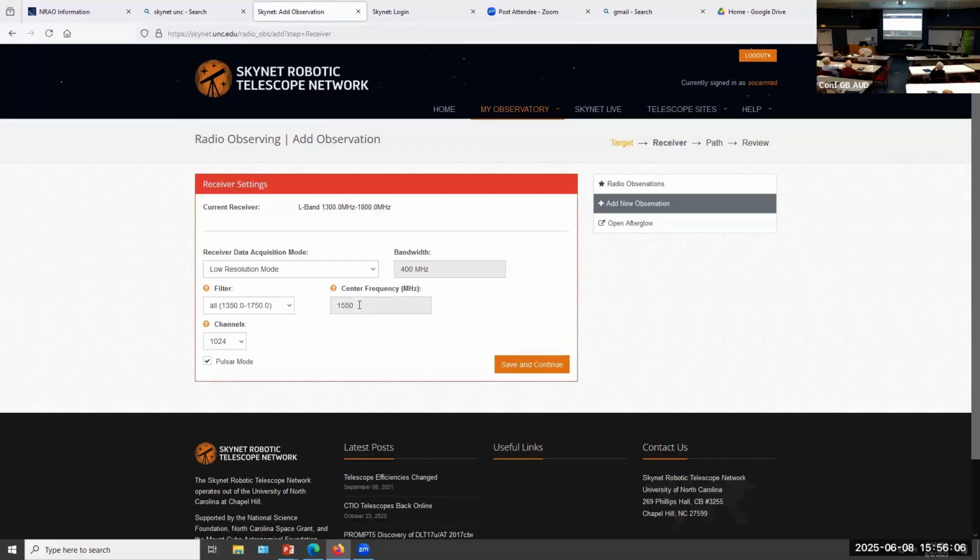So to answer your question, you don't have a choice. But if you go to high resolution, you do have a choice, but you don't have the pulsar mode anymore. So that's how it's set up.